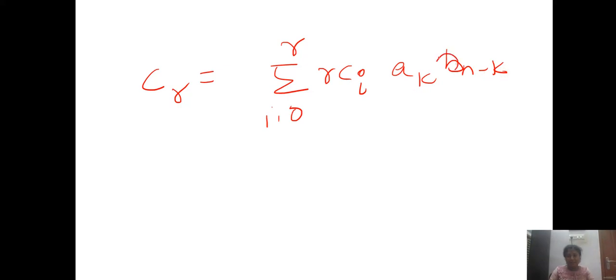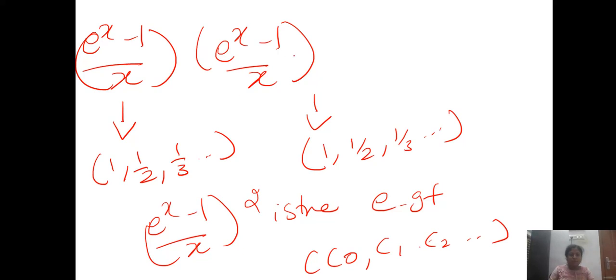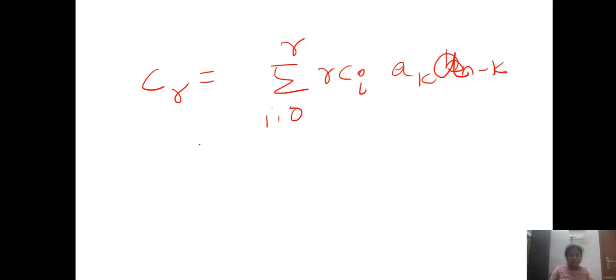Both are the same sequence. I can write this as a_{n-k}. Now look at the sequence here. What is the sequence we have? 1, 1/2, 1/3. That is what we have, no? So the sequence is 1, 1/2, 1/3. This is my a0, this is my a1, this is my a2.